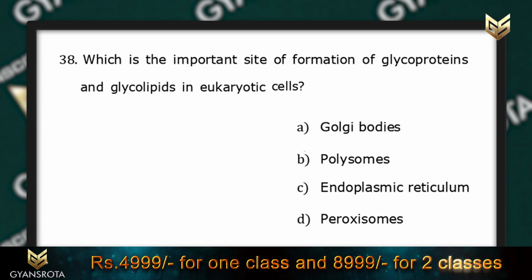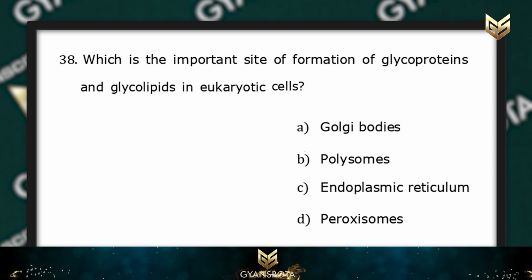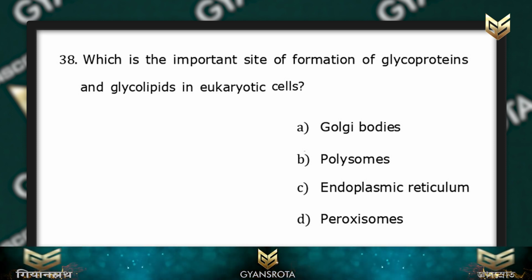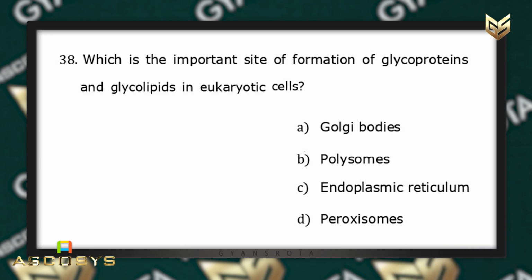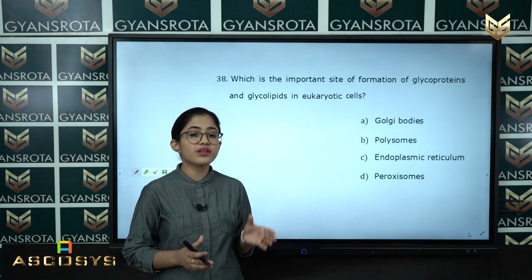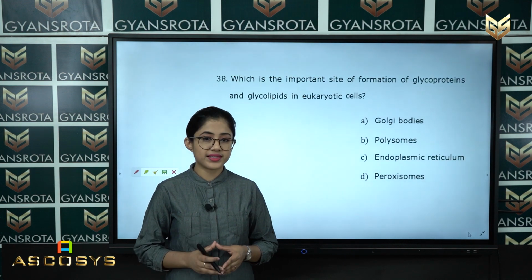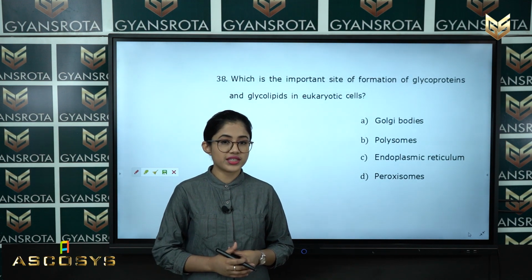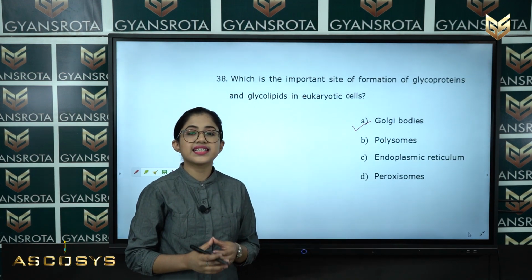Which is the important site of formation of glycoproteins and glycolipids in eukaryotic cells? Option A, Golgi bodies, option B, polysomes, option C, endoplasmic reticulum, and option D, peroxisomes. So, student, this is a very easy question. The important site of formation of glycoproteins and glycolipids is the Golgi bodies. So, option A, Golgi bodies, is the correct answer.